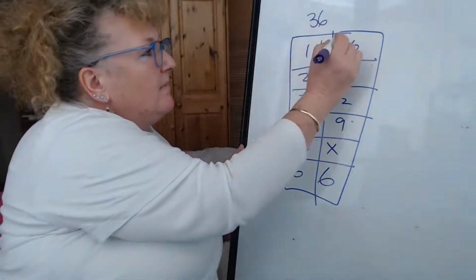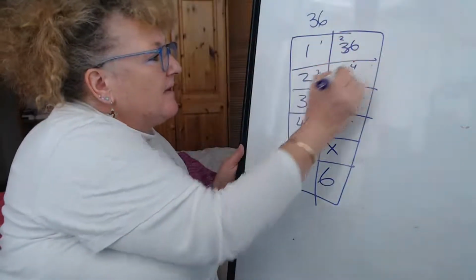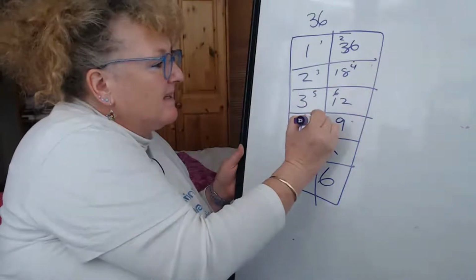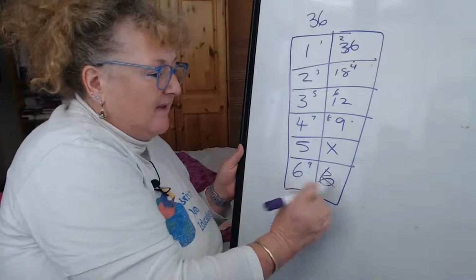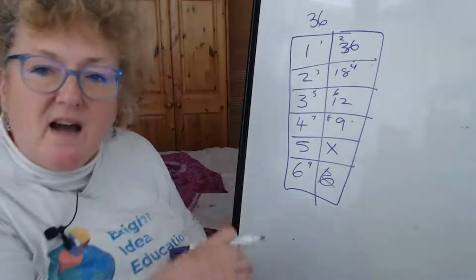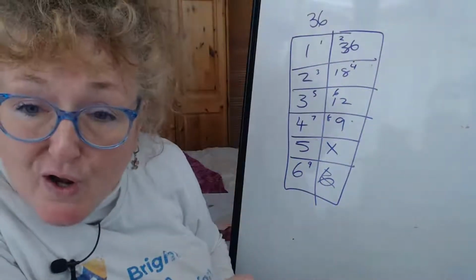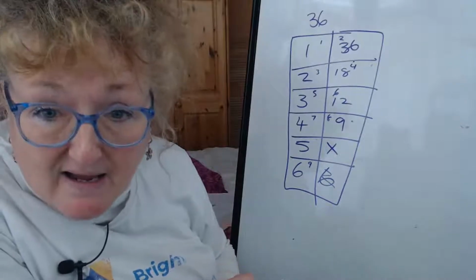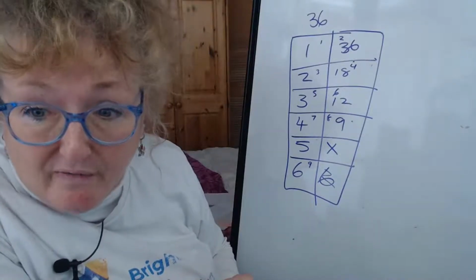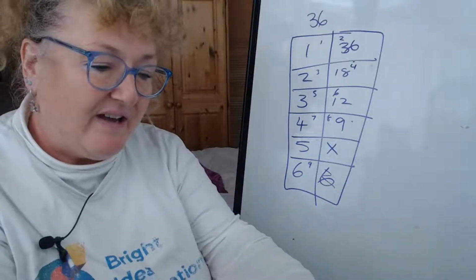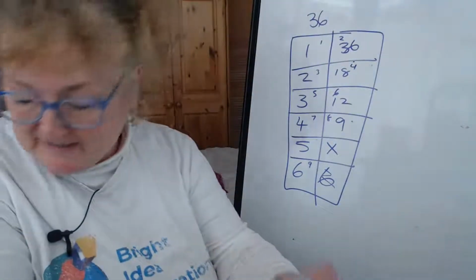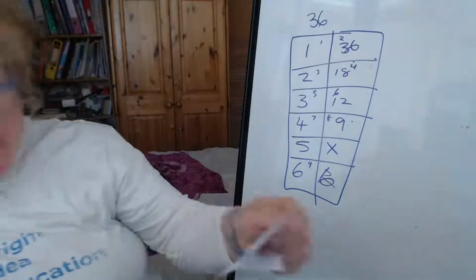We've got 1 number, 2 numbers, 3 numbers, 4 numbers, 5 numbers, 6 numbers, 7 numbers, 8 numbers, 9 numbers, because that's the same. So that has got 9 factors. So no, an even number does not always have an even number of factors. It does not always have an even number of factors.